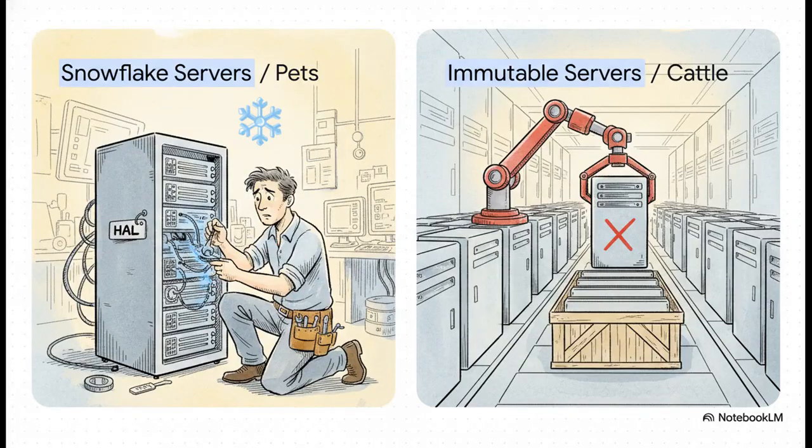And this analogy perfectly illustrates the change. We used to have Snowflake servers. Each one was unique, handcrafted. You treated it like a pet. If it got sick, you'd nurse it back to health. Now, we have immutable servers. We treat them like cattle. If one has a problem, you don't fix it, you just replace it with a brand new, identical one.